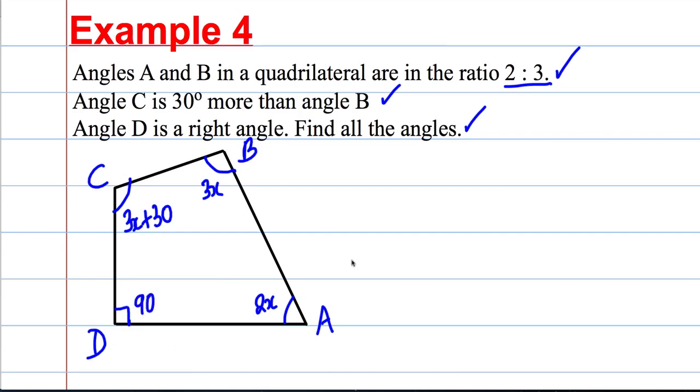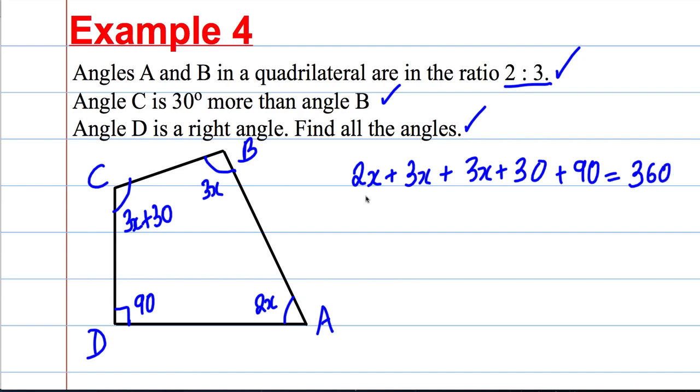Angles in a quadrilateral add to 360. So let's write our algebra down. 2x plus 3x plus 3x plus 30 plus 90 adds to 360 degrees. Let's combine x's. 2x plus 3x plus 3x is equal to 8x. 30 and 90 is 120. Subtract 120 off both sides.